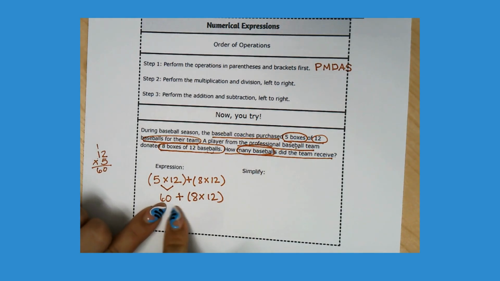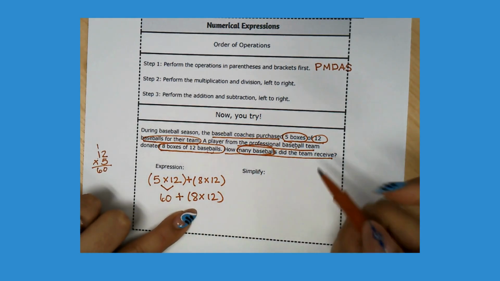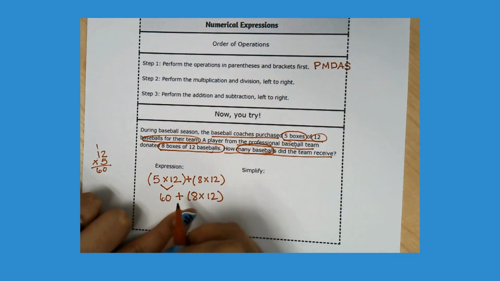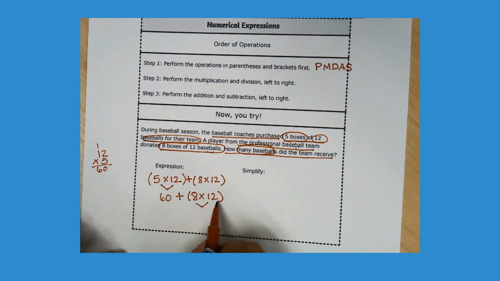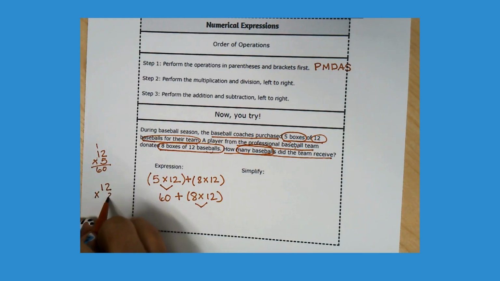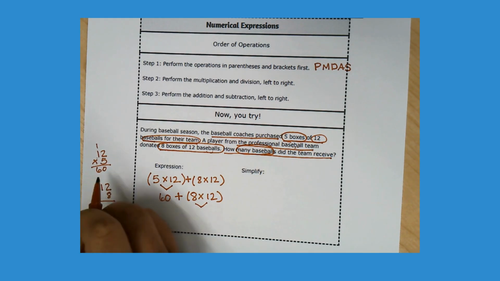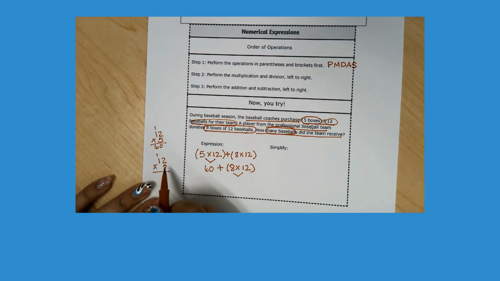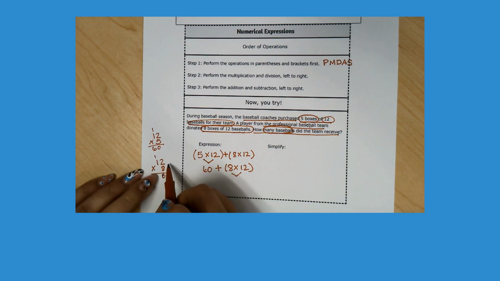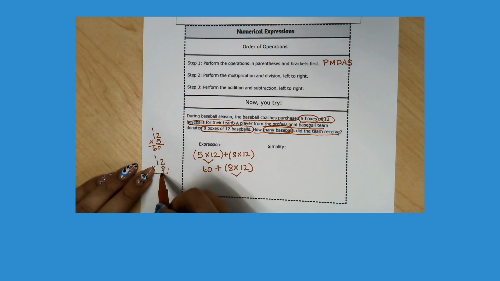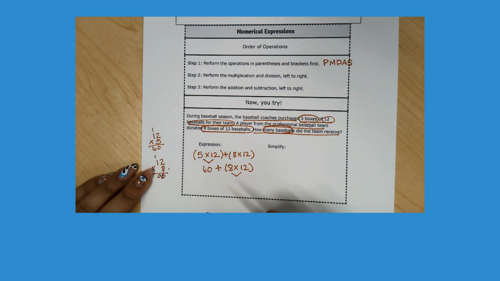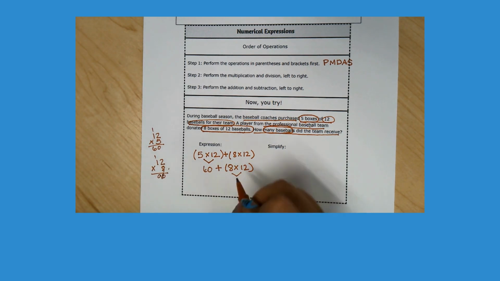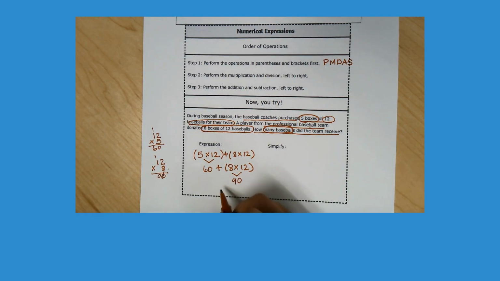I don't have to write them again, but I do need to write everything else that is down. So now I have 60 plus 8 times 12. Again, I'm not done with the parentheses. I still have parentheses, so I need to do this one now. What's 8 times 12? If I don't know, I'm going to do it on the side. I have 12 times 8. I need to separate it. 2 times 8 is 16, and 8 times 1 is 8, and 1 more, it's 9. Now I have this one, that's 90. I solved it, and then I bring everything else down. So now I have 60 plus 90.